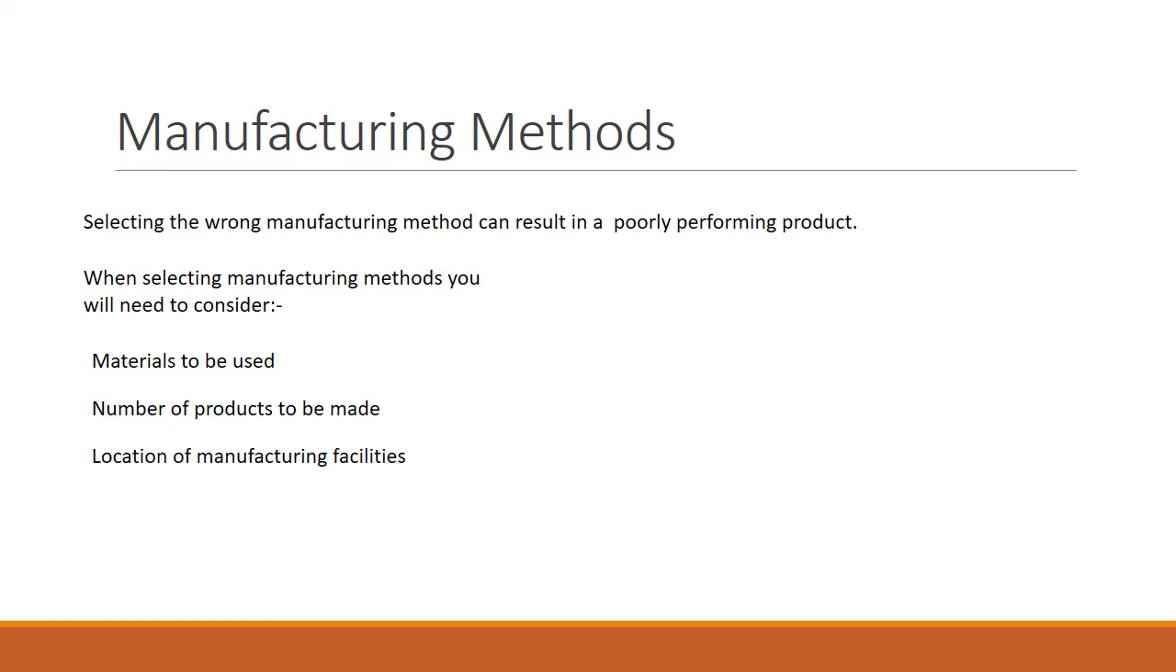The location of the manufacturing facilities will need to be decided upon. And how much will the manufacture cost? You will need to consider building costs, materials, tools, machinery and labour costs.